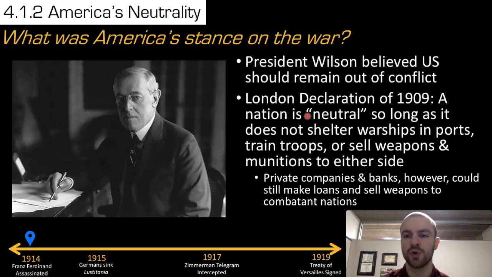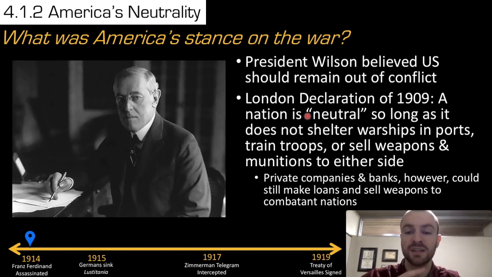nation is neutral so long as it does not, 1, shelter warships in ports. So as long as the United States is not sheltering or protecting British warships, French warships, Russian warships, German warships in our American ports, we're neutral.